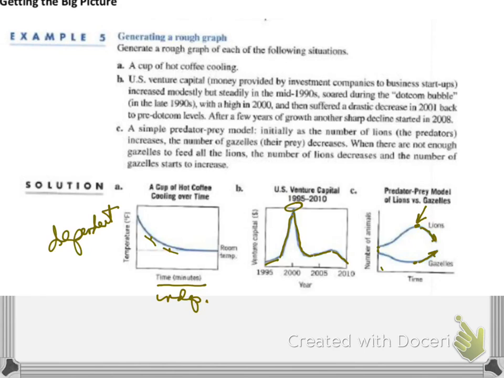Okay, the lions look concave down. The gazelles look concave up. So you should be able to talk about concavity, increasing, decreasing, and all those good things. And that's the end of the video.